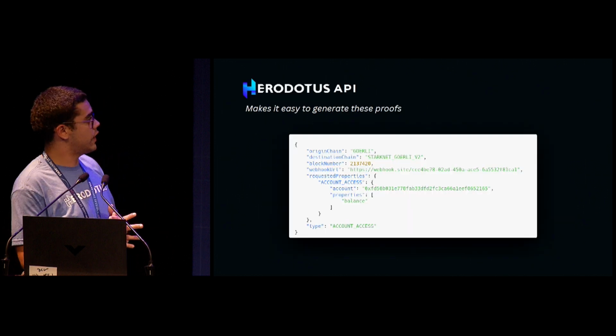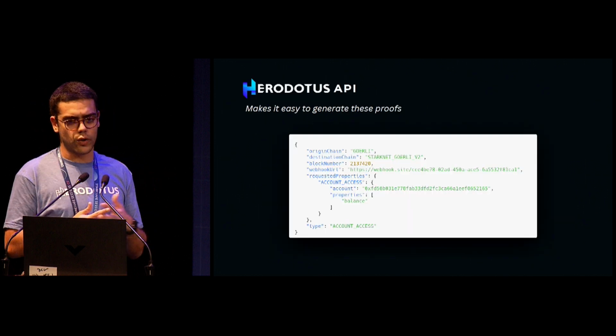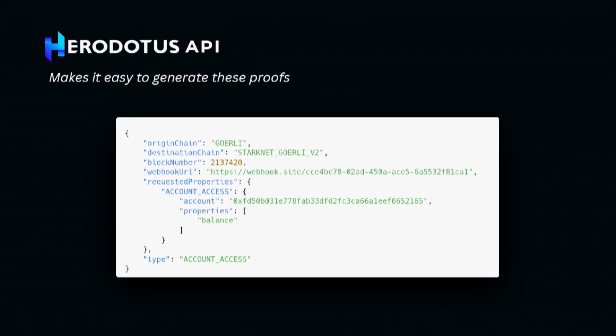Cool, so as you might have noticed, this is quite complex and it's quite a big problem to tackle. At Herodotus, we've been tackling this problem for quite some time now, and take my word, it's very complex. So we actually built an API that you can use for your historical data and cross-chain data access needs.